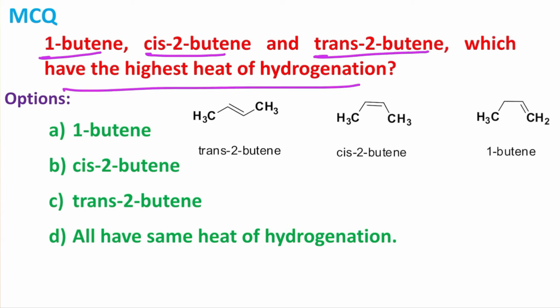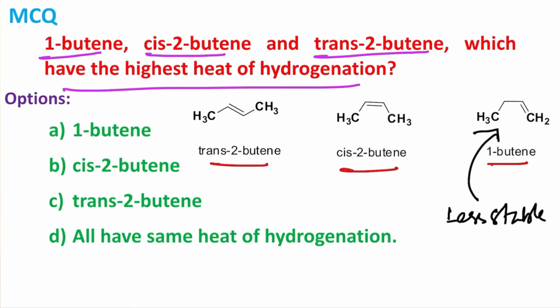Now let's draw the structure, then the picture will be a little easier. This is trans-2-butene, this is cis-2-butene, this is 1-butene. We know that more substituted alkenes are more stable. So from this understanding, we can consider this 1-butene is relatively less stable. Student, please don't say the word unstable. This is relatively less stable compared to the more substituted one. So this word relative is very important here.